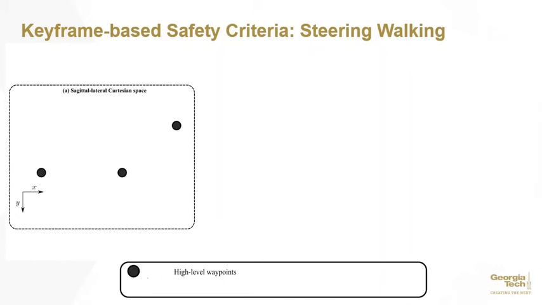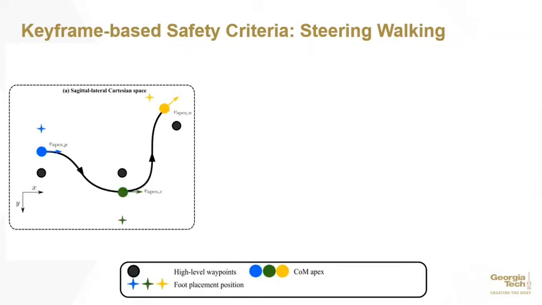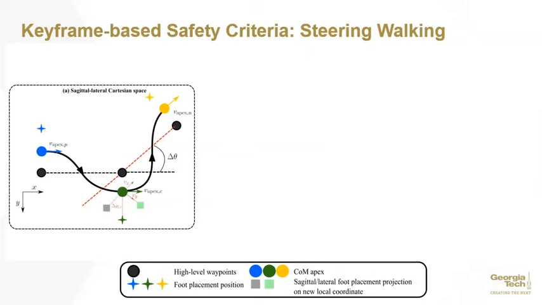Starting with keyframe-based safety criteria for steering walking. Here we show 3 consecutive high-level waypoints. We would like to plan for a trajectory following 3 consecutive keyframe states, blue, green, and yellow, with circles denoting the apex states, stars representing the foot stance positions. At the green keyframe, a heading change is initiated, which introduces a new coordinate reference frame, shown in red. Projecting the apex velocity and foot stance into the new reference frame yields a lateral and sagittal component.